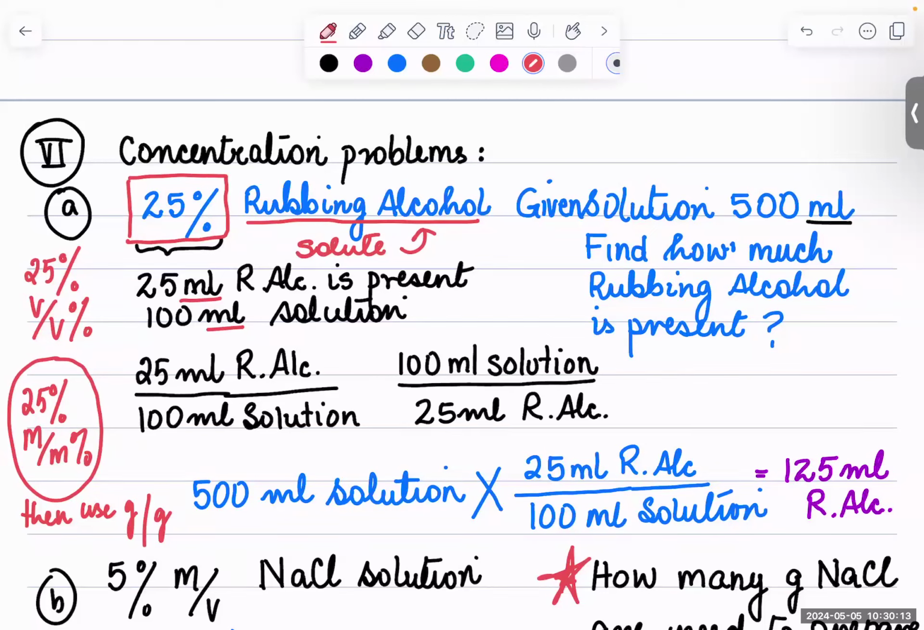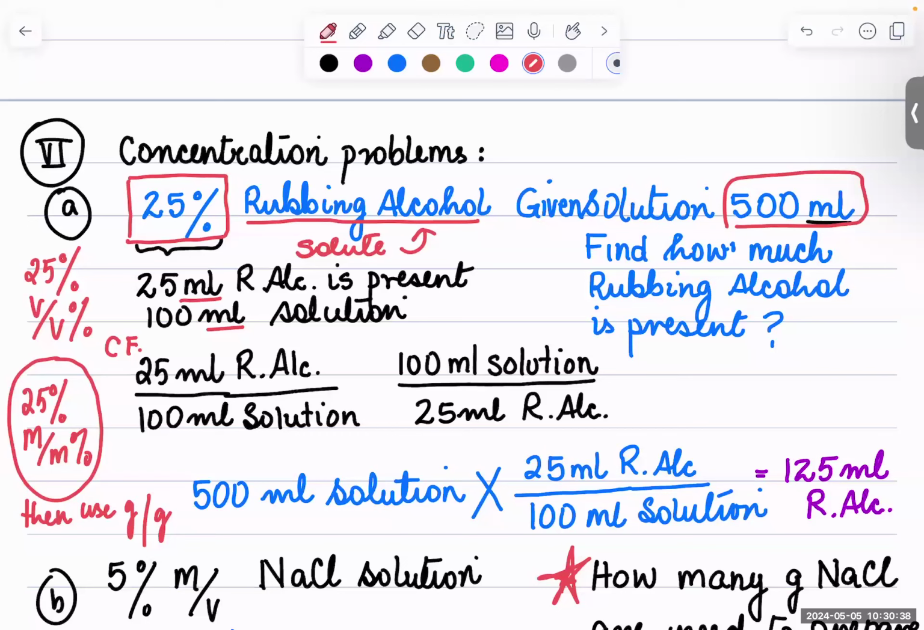So just find that. Because the solution, they have given the volume of the solution is 500 milliliters. And the rubbing alcohol is 25%. So what is the meaning of that 25%? It means 25 ml of rubbing alcohol is present in 100 milliliters of solution. Then we can create the conversion factors. Okay, so 25 ml alcohol over 100 ml solution, or 100 ml solution over 25 ml alcohol.